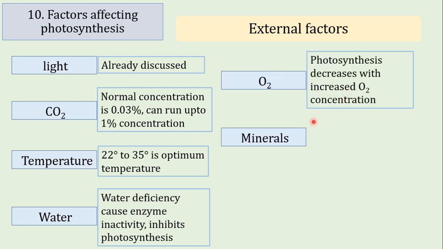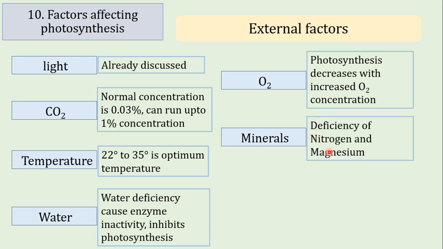And we know different minerals, different macronutrients and micronutrients, have a crucial role in photosynthesis, especially nitrogen and magnesium. Nitrogen is an important part of forming chlorophyll molecules, and magnesium is an important mineral that increases the photolysis rate. So deficiency of these macro and micronutrients will result in inhibition of the photosynthesis process.